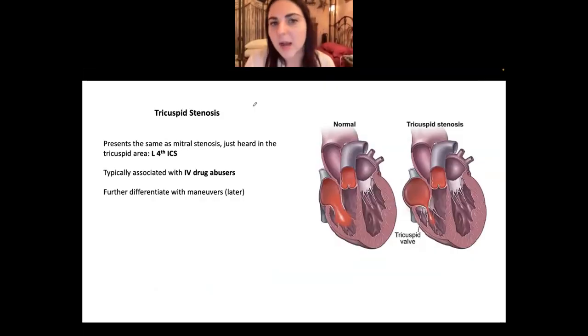So tricuspid stenosis, exact same thing, opposite side, and now we're in the left fourth intercostal space versus the left fifth intercostal space. And typically with tricuspid stenosis, you think of an IV drug user. The reason is that if you're injecting drugs intravenously, all the drugs are going to first pool in the right atrium, because that's where veins drain into. So if you injected a bacteria or a yeast, the first valve it's going to come into contact with is the tricuspid valve. That's why they typically say it's associated with IV drug users, and you can use maneuvers to help differentiate it from certain other murmurs.